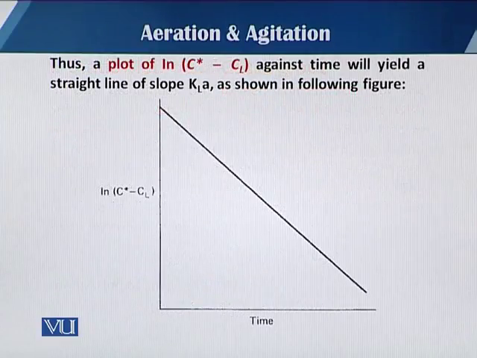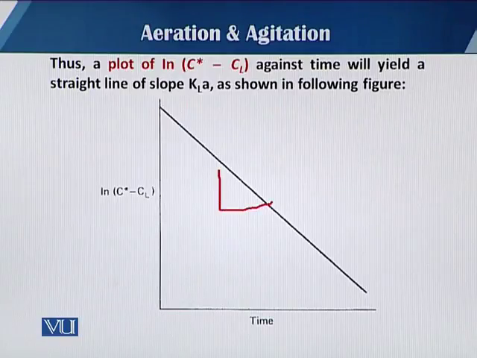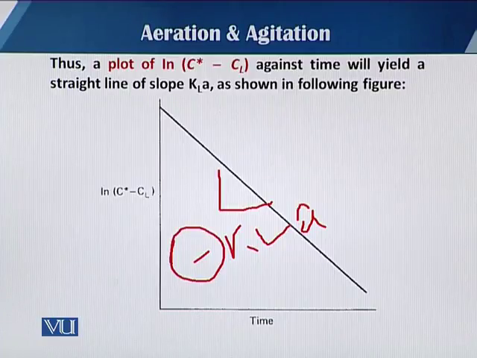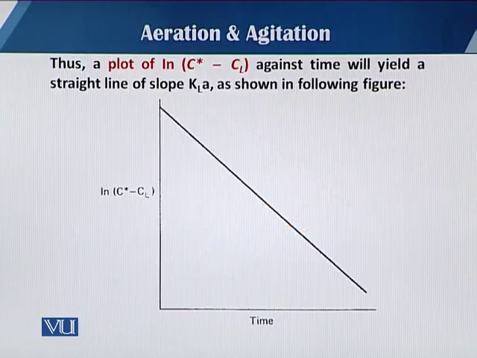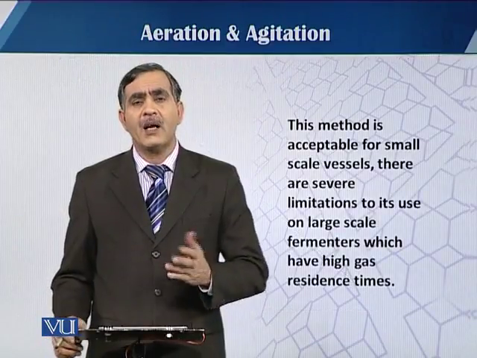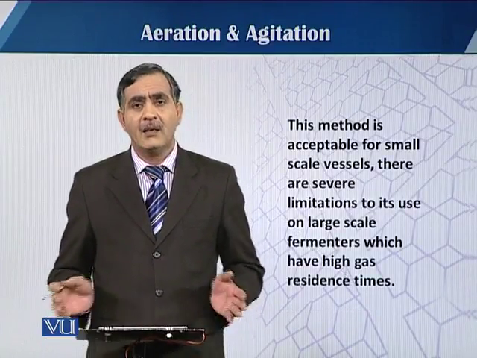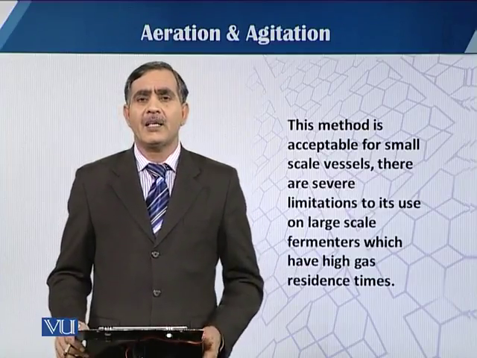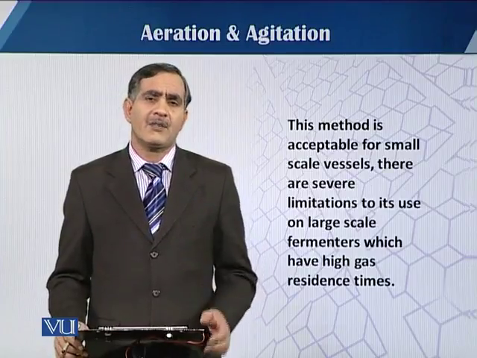So you can see in this how we can use this equation to calculate the slope, which will be minus KLA. By this chart we can show this kind of graph. This method is acceptable only for small scale fermentation, because when we have to gas out with nitrogen, excess nitrogen is utilized. That increases the cost of production.